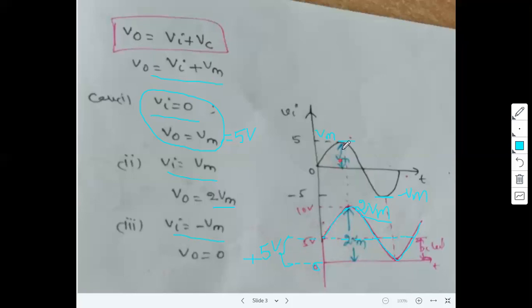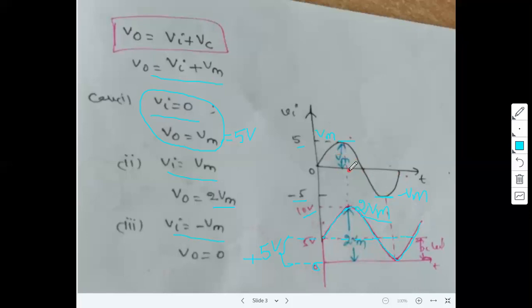And also the positive peak is shifted to 2 Vm, that is 10 volts. If the input peak is 5 volts, the output peak is 10 volts. Similarly, the input negative peak is minus 5 volts, the output negative peak is 0 volts. And another important observation is that the shape remains the same. The shape of the output signal is the same as the shape of the input signal. If the input is sinusoidal, the output is also sinusoidal. If the input is a square wave, the output is also a square wave.